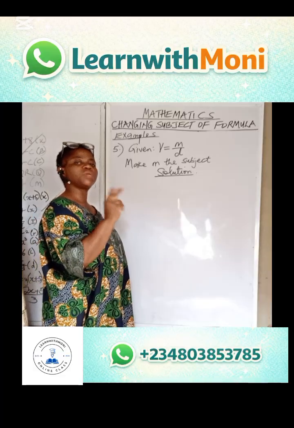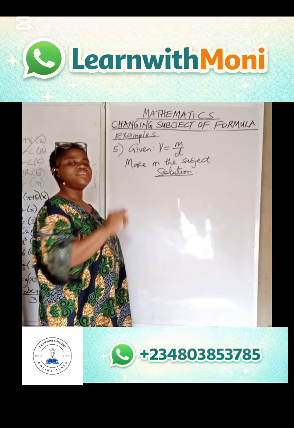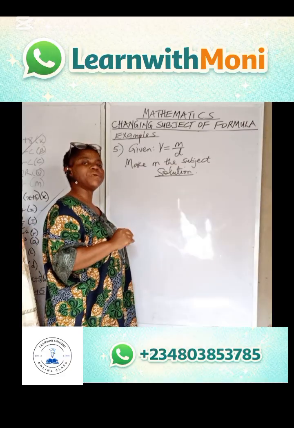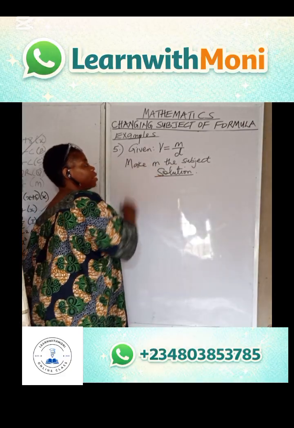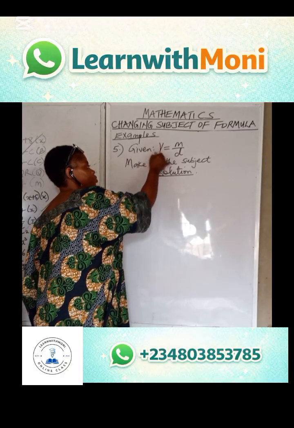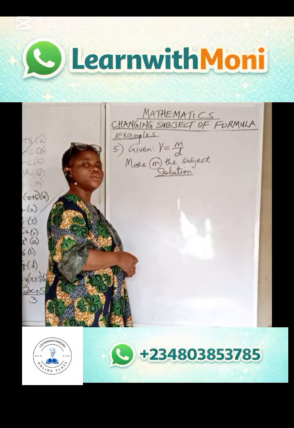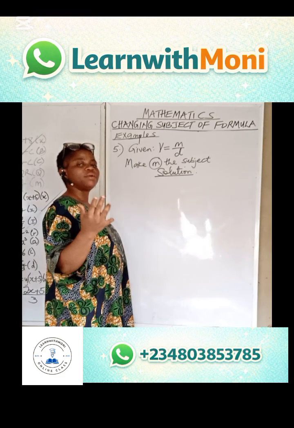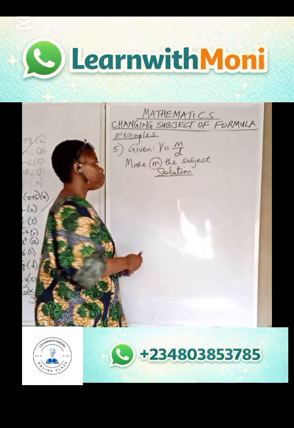If you have followed me from the first example, I said there are two things to do when you want to change the subject of a formula. The first is for you to identify the desired variable you want to make the subject of the formula. And in this case, M is the desired variable that we need to make the new subject of the formula. So we have to remove every other variable or element on the same side with M.